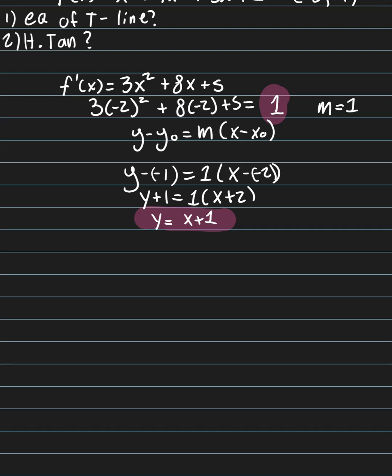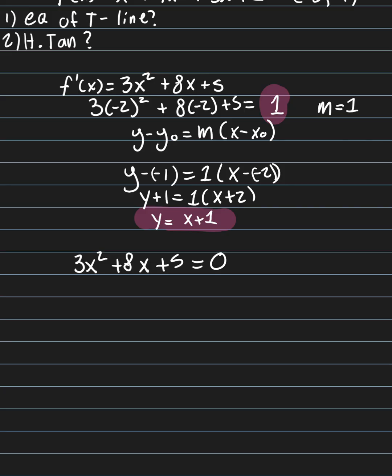So let's rewrite our derivative. 3x squared plus 8x plus 5 equals 0. Now we need to factor this. So as we see, our a is 3. It's not 1. So we need to do long factoring. So how do we do that?